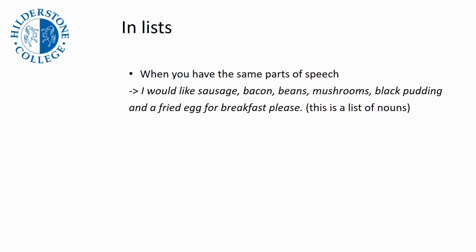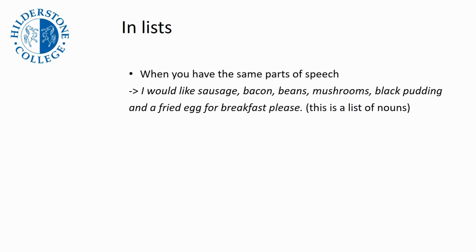Now we're going to go on to the ones which just make sentences easier to read. And the easiest of those is in lists. The thing to remember here is it's important that you have the same parts of speech if you want to write elegantly. So, for example, when you're ordering your full English breakfast, you could say, "I would like sausage, bacon, beans, mushrooms, black pudding and a fried egg for breakfast, please." And if you wrote it down, you would have a comma between each of the nouns.